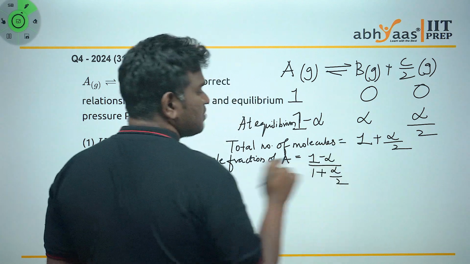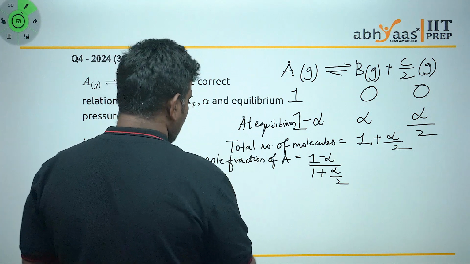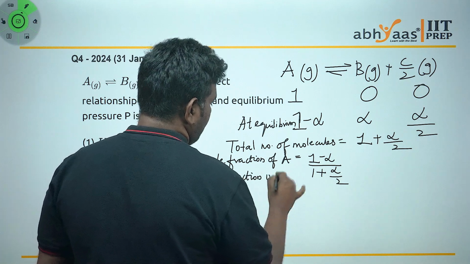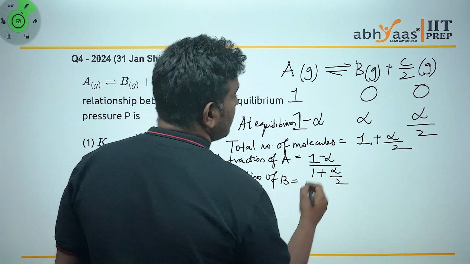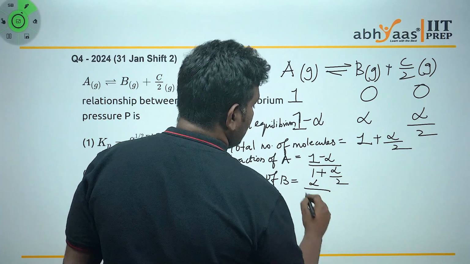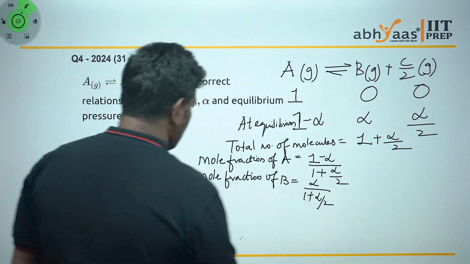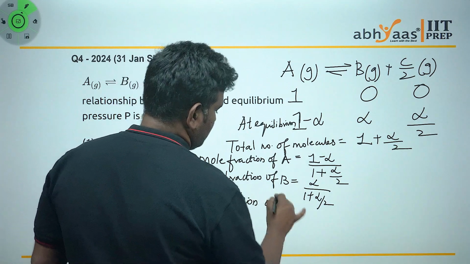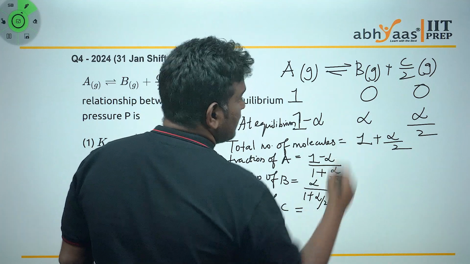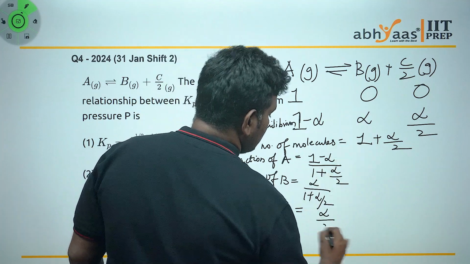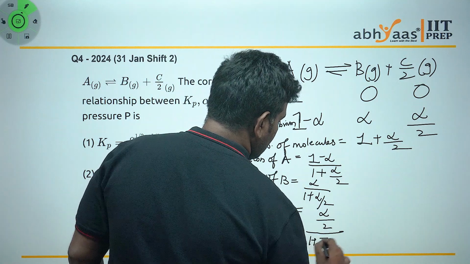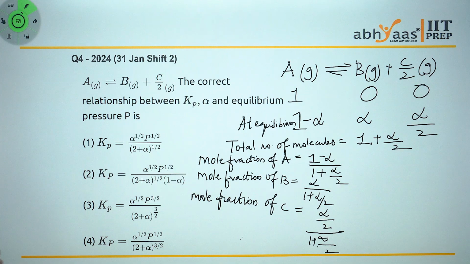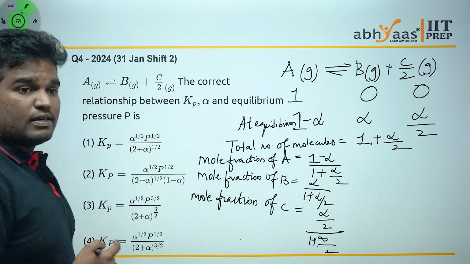What is that? Number of moles by total number of moles. So, mole fraction of B. Mole fraction of B will be alpha by 1 plus alpha by 2. Now, mole fraction of C, what will be that? It is alpha by 2 by 1 plus alpha by 2. I hope this is clear for you, because this particular step is useful after writing our Kp.